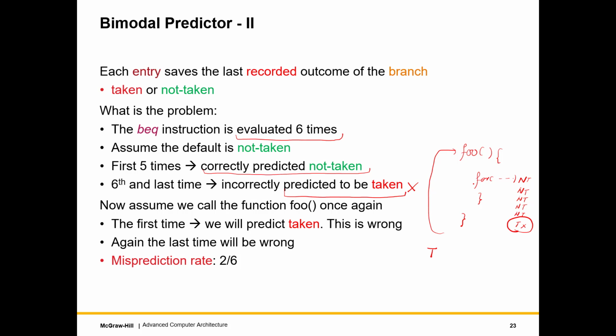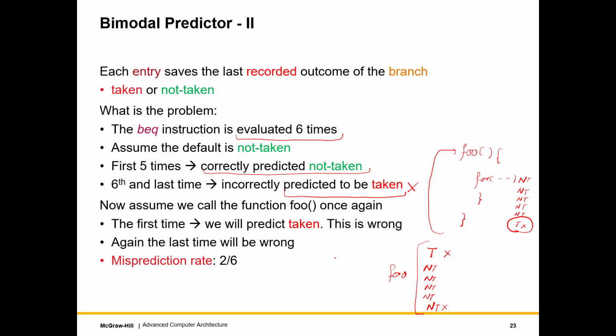Why? Because the last time we encountered the branch was taken, so we will make the same prediction. This will be a mistake. We will realize it was not taken, so next time we'll predict it's not taken. We'll keep on doing it for the next 4 times. Again, we will predict not taken, which is the last iteration of the for loop. This is again a mistake. So this is the function foo. If we call function foo once again, we will repeat the same pattern.